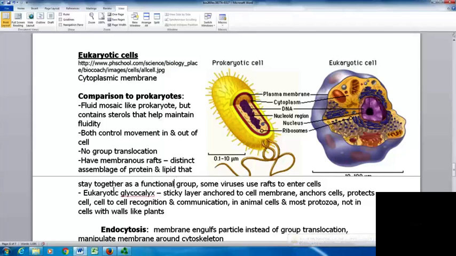The eukaryotic glycocalyx is a sticky layer that's anchored to the cell membrane. This anchors the cell, protects it, and is involved with cell-to-cell recognition and communication. It's found in animal cells and most protozoa, but not in cells with walls, like plants.